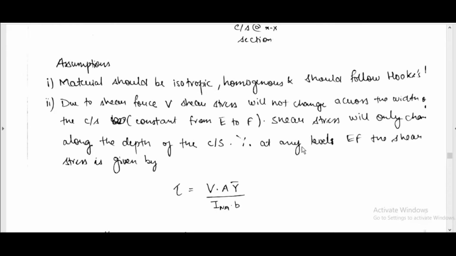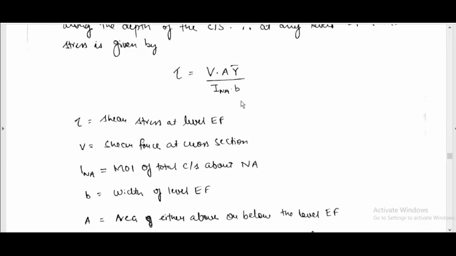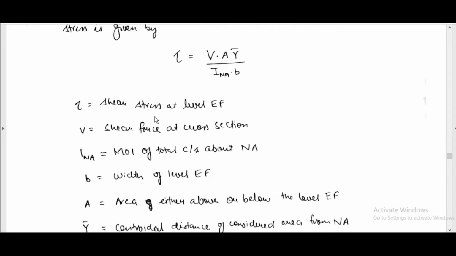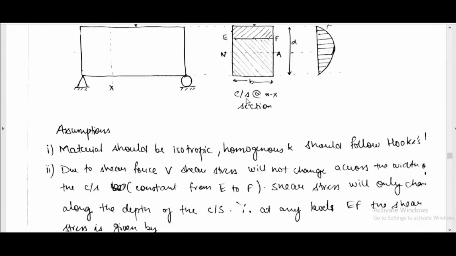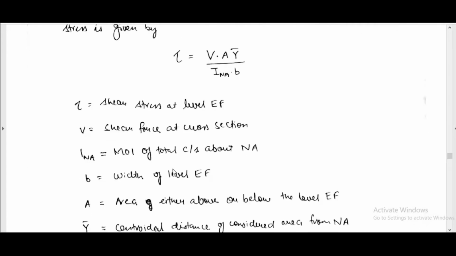At any level EF, the shear stress is given by tau is equal to V A y bar by I NA b. Tau is equal to shear stress at level EF. V is equal to shear force at that cross section. I NA is equal to moment of inertia of the total cross section about the neutral axis. b is equal to width at level EF.